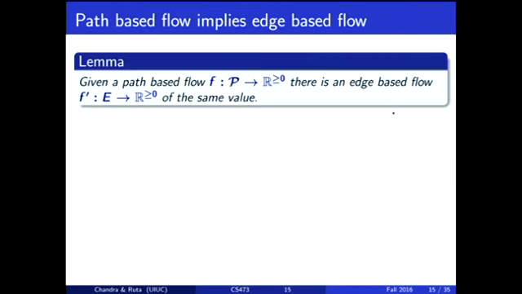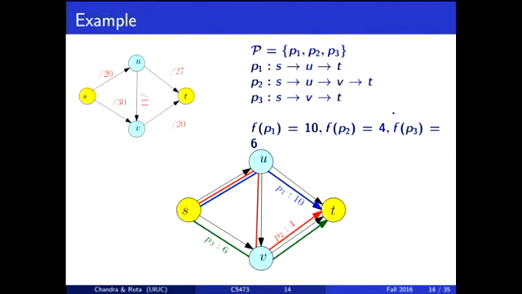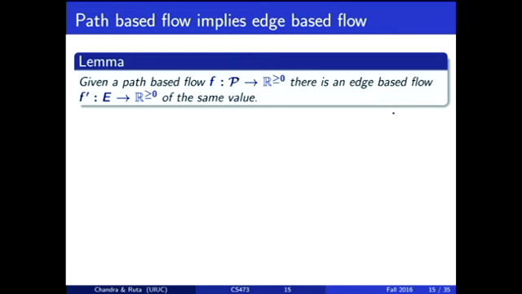Now, is there a connection between a path-based flow and an edge-based flow? One direction is very easy. If I give you a path-based flow, then I claim that there is a natural edge-based flow that is implied by that path-based flow. How do you verify that? What does that mean, right?